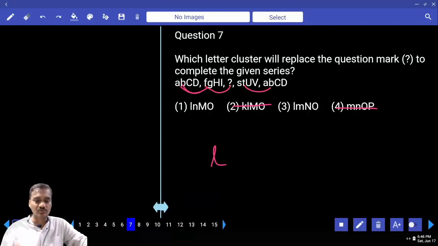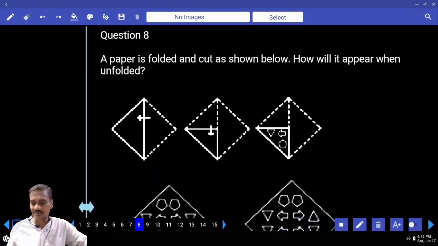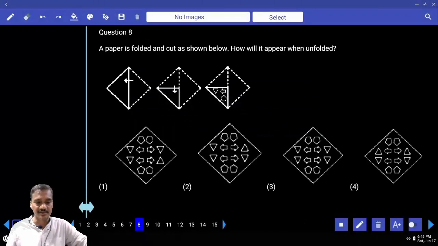5, next one should be 6. And 7 plus 6, 13. 13 is what? M. L, M, that is choice 3, question number 7. Then next one, 8th one. Now in this question number 8, paper folding and paper cutting here.